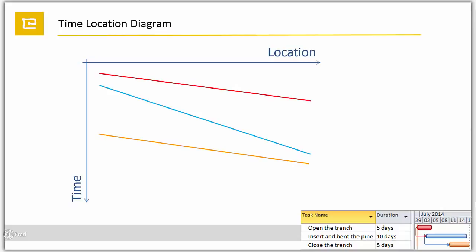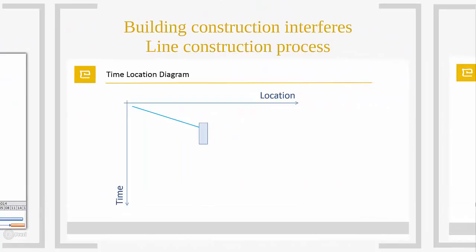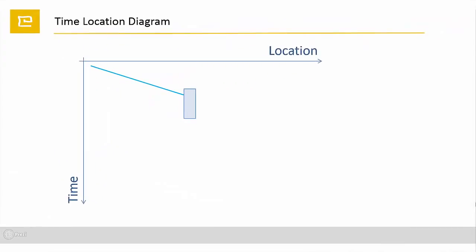The next sample is showing different possible reactions if the construction of a building interferes with a line construction process. As you see, the blue line is coming to a location where some local construction is going on, displayed as the rectangle. For sure, you may move the building construction to pass with the line. You could also move the line, then passing the local construction. But sometimes this is not possible. Then you have some possibilities that can be displayed and explained very nicely in a time-location diagram.